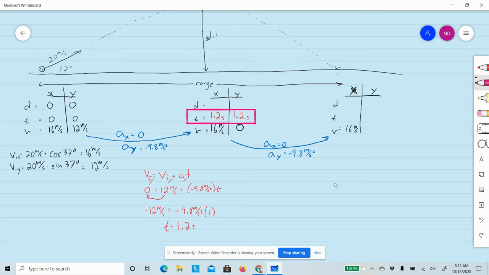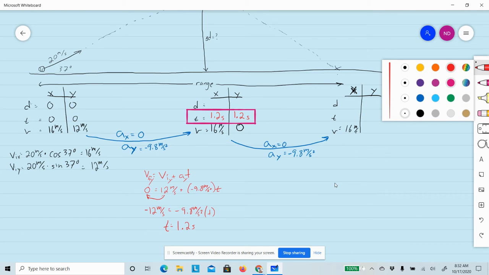Even though I did that in the Y direction, you get the same time. The time is the same for both. That's also important to recognize. It's the same time, 1.2 seconds there. Now we can do some other stuff. We can figure out how high it gets.